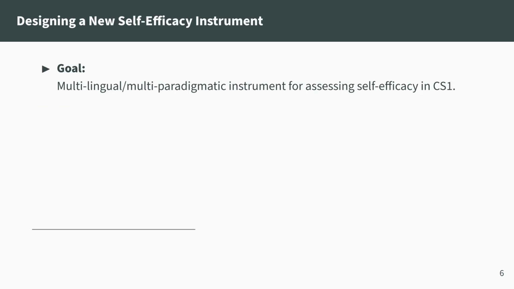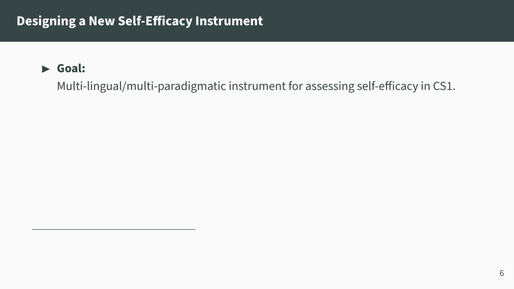Let us first take a look at the requirements for a new instrument. Our goal is to design an instrument that measures self-efficacy in introductory programming courses. We want it to be multilingual and multi-paradigmatic, to make it widely applicable for many CS1 course designs and contexts.